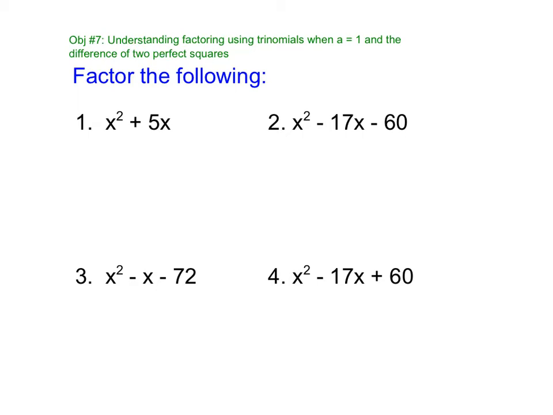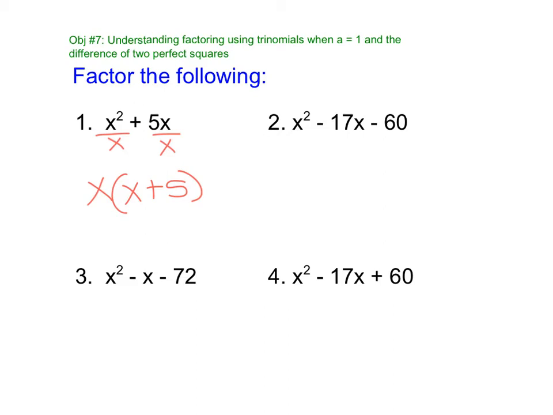So number 1, notice that it doesn't have that C term. So this is a GCF again. What can we divide into both of those? X divided by x is x plus 5. Parentheses, x on the outside. Now, if you notice, number 2 and number 4 are very, very similar. So I'm going to do those last.